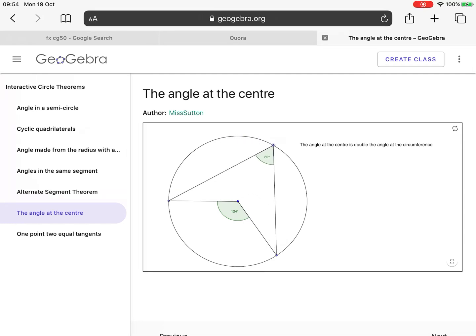Angle at centre. Okay, so again, it doesn't matter where I put this tip. The angle at the edge is always half what it is at the centre. And I can change that angle. So if I change that to 80, then the one at the circumference changes to 40, and it doesn't matter where I put it.